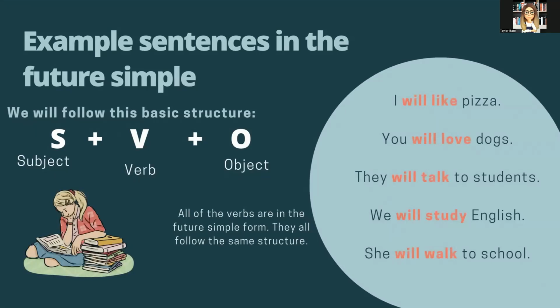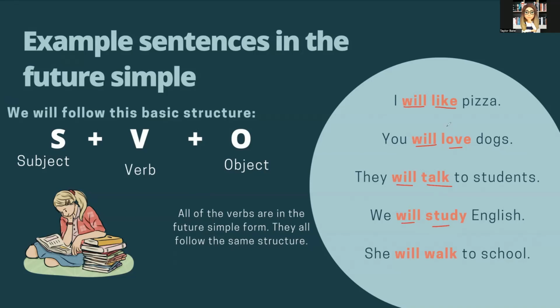I will like pizza. You will love dogs. They will talk to students. We will study English. She will walk to school. In all cases, we have the auxiliary verb, will, plus the base form of the verb, not changed at all, not in any way. Auxiliary, base form. Auxiliary, base form. Auxiliary, base form.